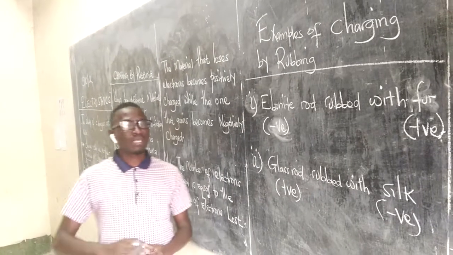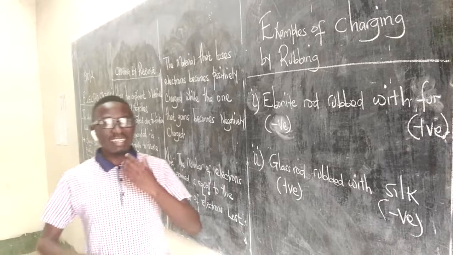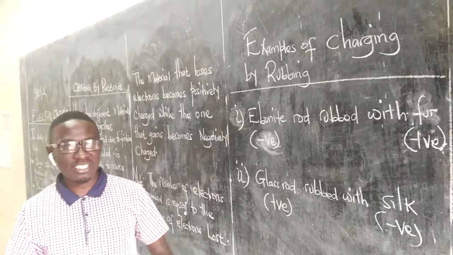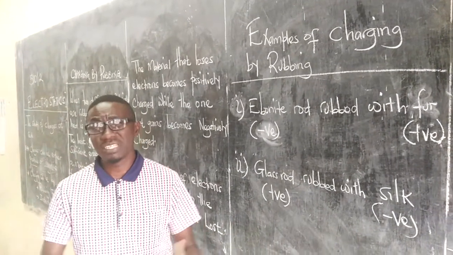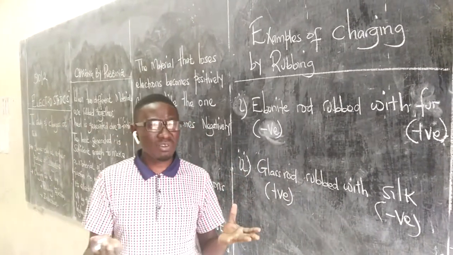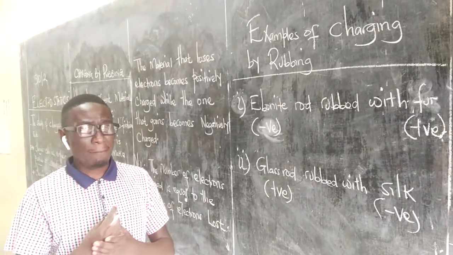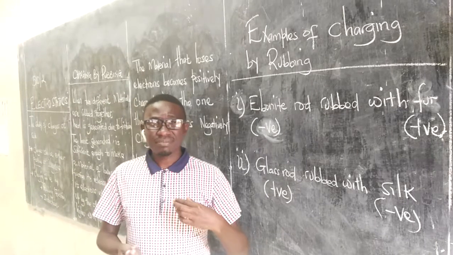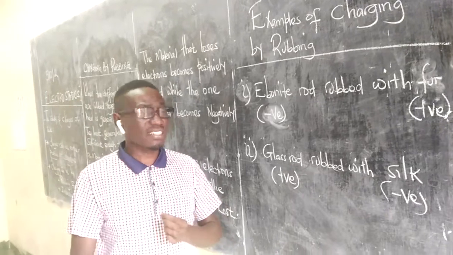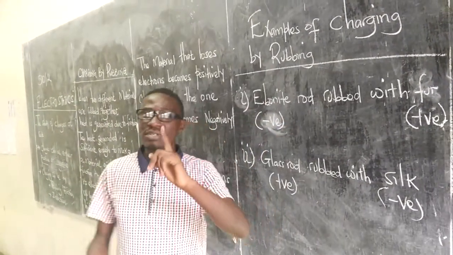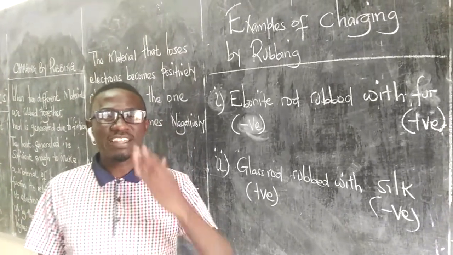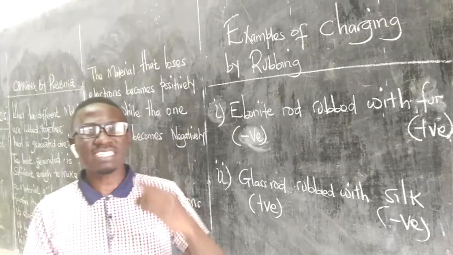Okay, guys. So we have finished charging by rubbing. Let us look at some of the examples. Now, when you get an ebonite rod, I will call an ebonite rod a polythene rod, I'll call it a plastic rod. When you rub it with fur, I will call fur maybe hair, or wool or something of that kind. Now when you rub them together, it will be observed that fur or hair will lose its electrons very fast to ebonite. And remember I told you that the material that loses its electrons fast becomes positively charged. The one that gains electrons becomes negatively charged.